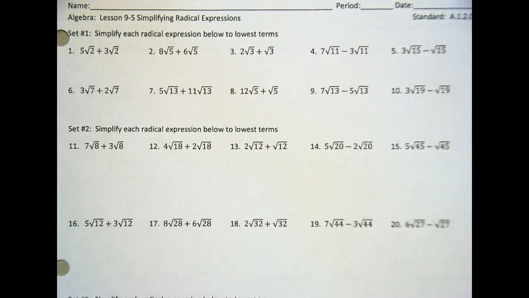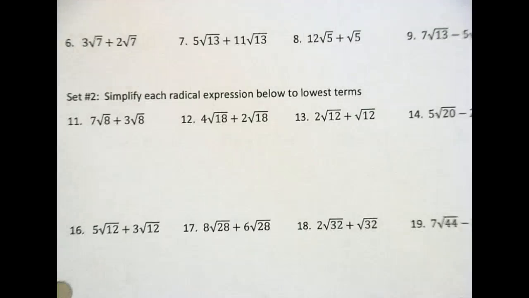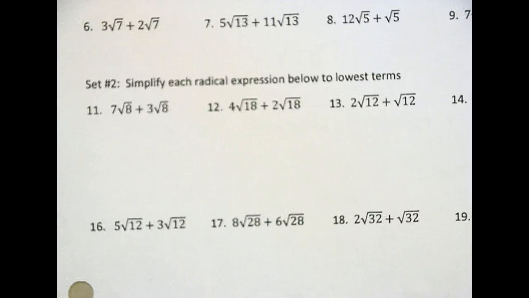Okay, let's try set 2. Simplify each radical expression below to the lowest term. So if I'm looking at, say, number 11, I got 7 root 8 plus 3 root 8. What does that become? Go ahead and write down your answer there.